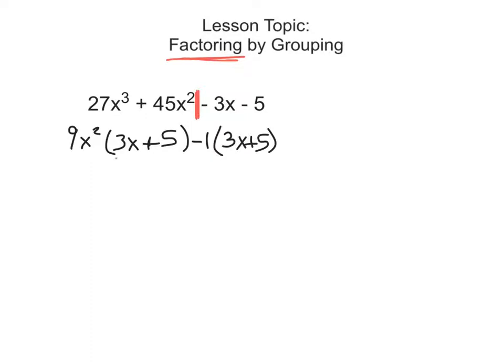And that's good because we have 3x plus 5 and 3x plus 5, so we have a common expression in our parentheses. So we're going to factor that out, 3x plus 5. And then after we factor that out of each term, we're left with 9x squared minus 1.